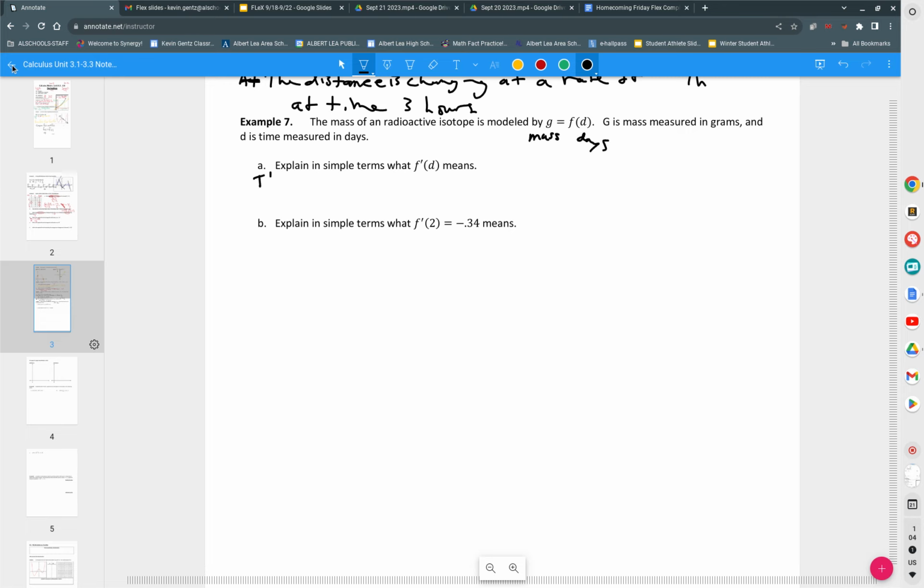So the rate at which what is changing? The mass is changing. At time D days. You go ahead and write part B on your own.